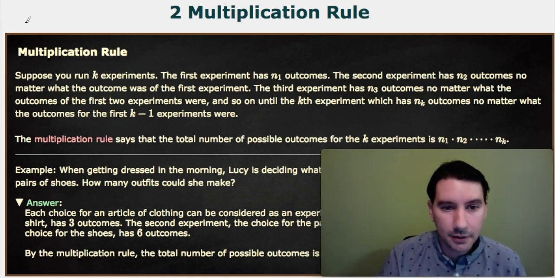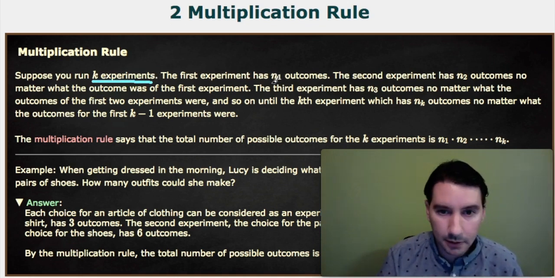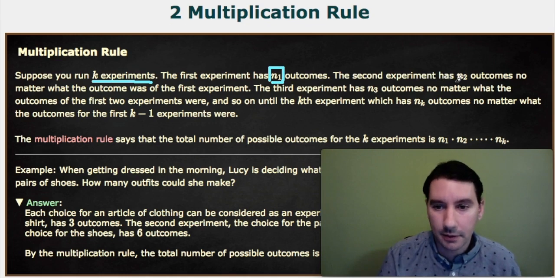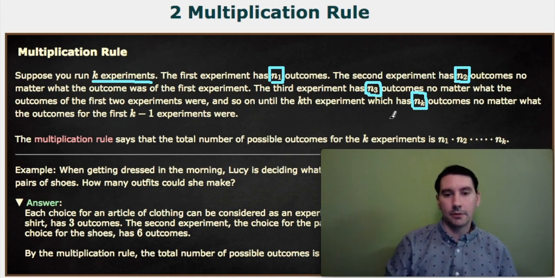The multiplication rule says that if you run k experiments, and the first experiment has n1 outcomes, and then in the second experiment, no matter what the outcome of the first one was, there are n2 outcomes. And the third experiment, no matter what the outcomes of the first two experiments were, has n3 outcomes, and so on, all the way down to the kth experiment. So we have k experiments, and the outcomes for experiment i is written n sub i.